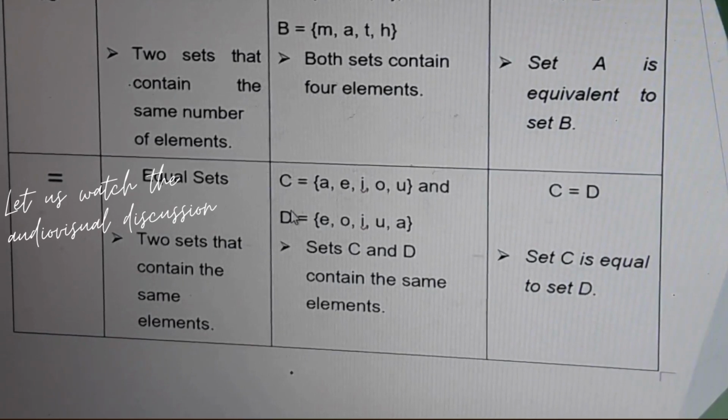Next, equal sets. Take note, equivalent sets are different from equal sets. Equal sets are two sets that contain the same elements. We are now particularly on the identification or enumeration of elements. In whatever arrangement will do, as long as all elements mentioned in the first set are the same as in the second set. For example, set C has A, E, I, O, U, while set D has E, O, I, U, A. Set C and set D contain the same elements, so they are equal sets.